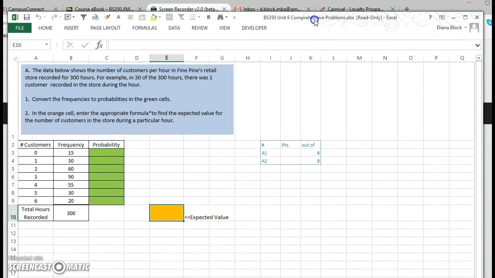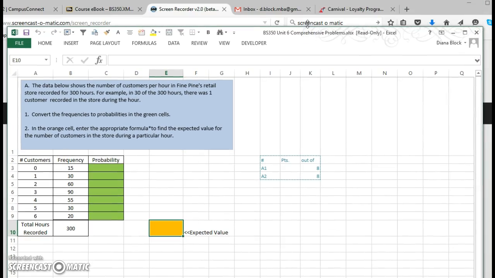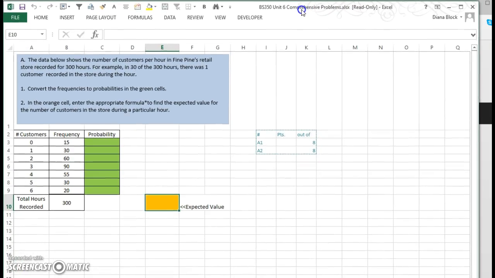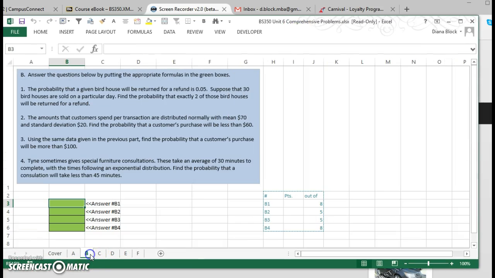So let's look at the second problem in week 6. Just a second. Okay, here we go.